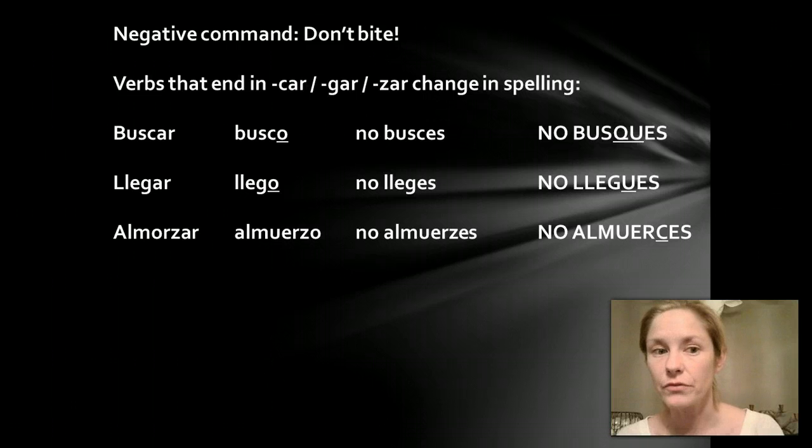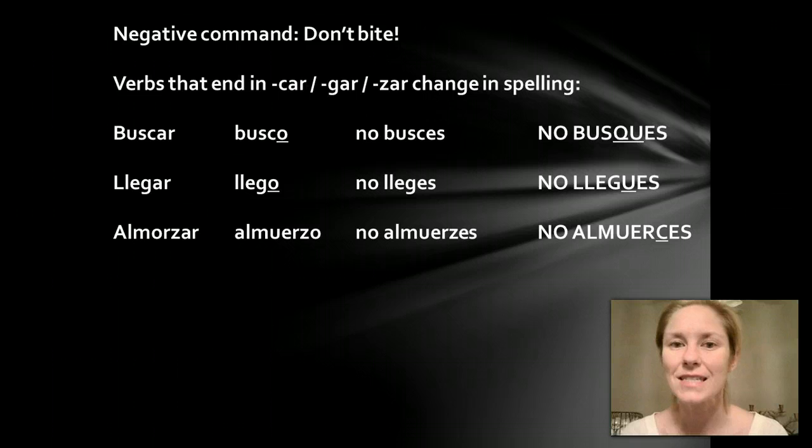Llegar is a gar verb because it ends in GAR. The yo form is llego, but when we add the opposite, it goes to lleges. So we want to go llegar, llego, no llegues. So we have to add in a U. And then verbs that end in zar, like almorzar, go Z to C. So almuerzo, no almuerces. Okay? So car goes to qu, gar goes to gu, and zar goes to c.